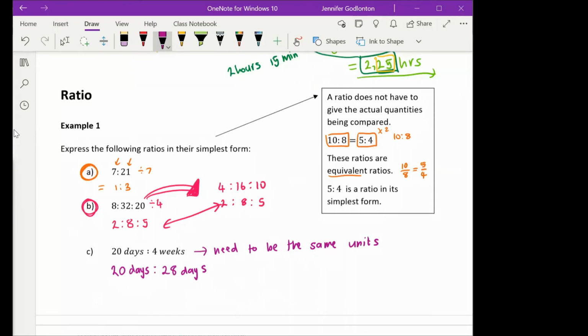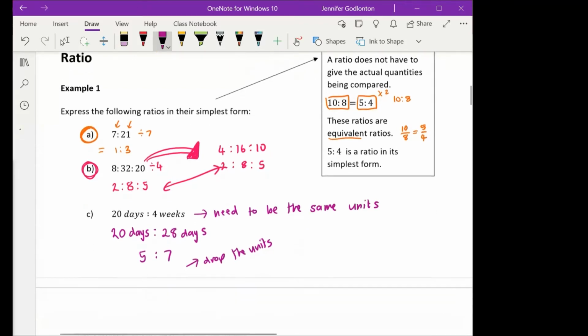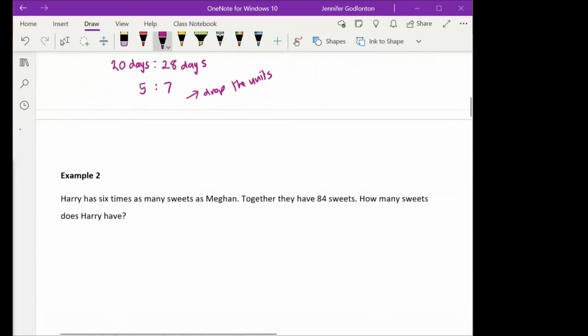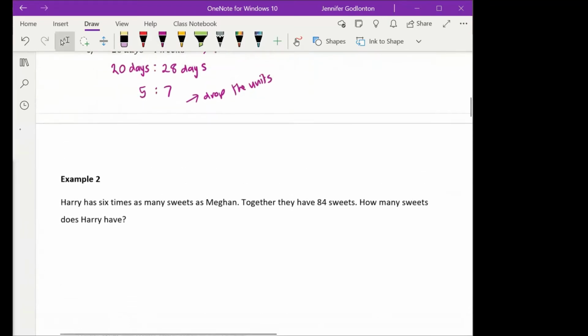Is it 5:7? It is definitely 5 to 7. Done. And the cool thing with ratio is once you're at your simplest form for ratio, you're allowed to drop the units. It's a special rule with ratio because technically they divide away from each other. And so as soon as you've simplified it, you're allowed to drop the units and we just have our numbers. Cool. Nice job. Okay. Let's see how this one goes.